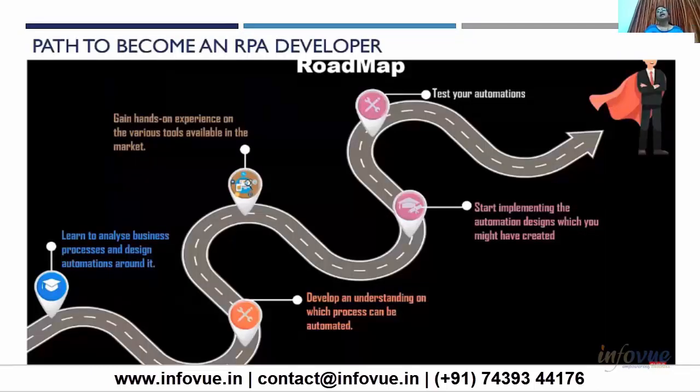Path to become an RPA developer. First, you need to learn to analyze business processes and design automations around them. You also need to develop an understanding of which processes can be automated. Apart from that, gain hands-on experience on the various tools available in the market. And then you can start implementing the automation designs which might have been created. Finally, you should be able to test your automations to see whether they are good to go or not.